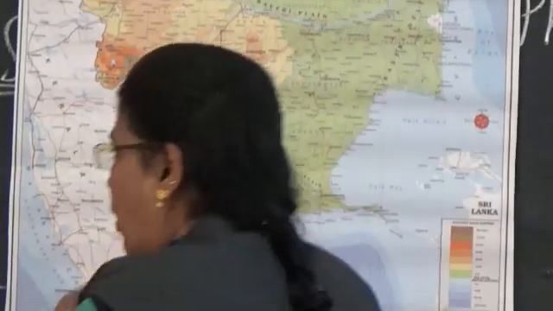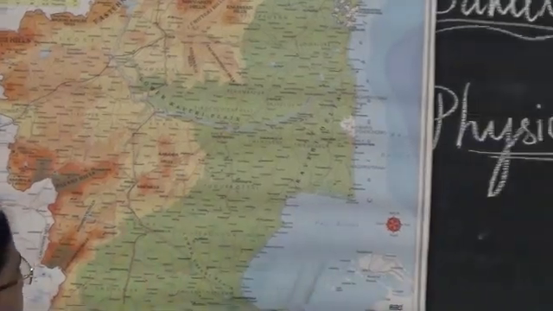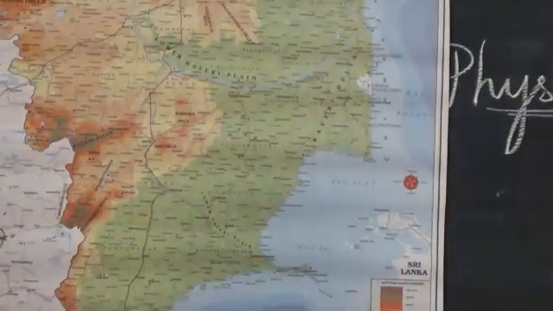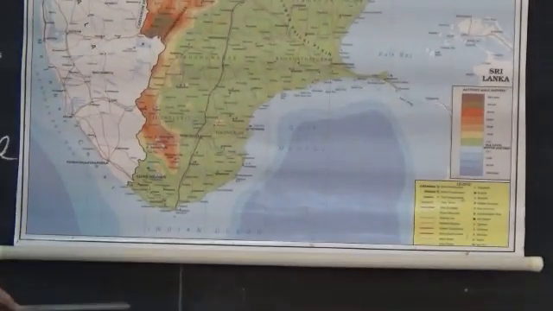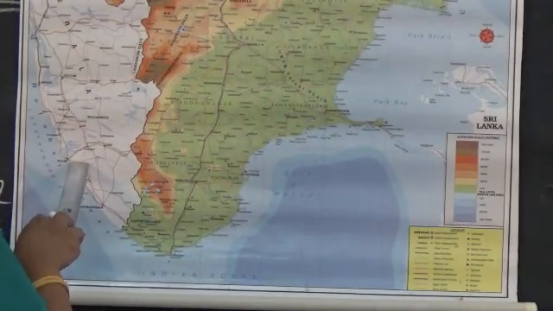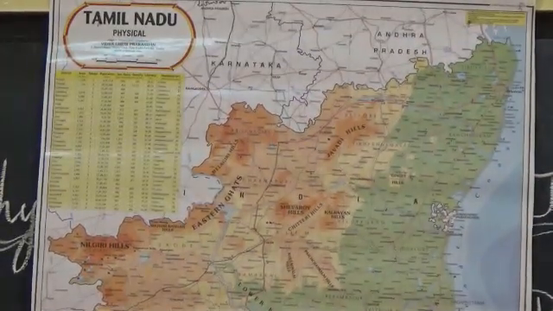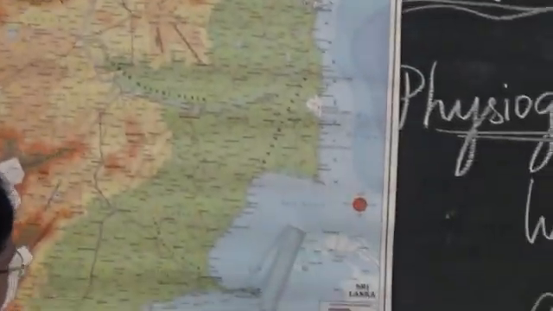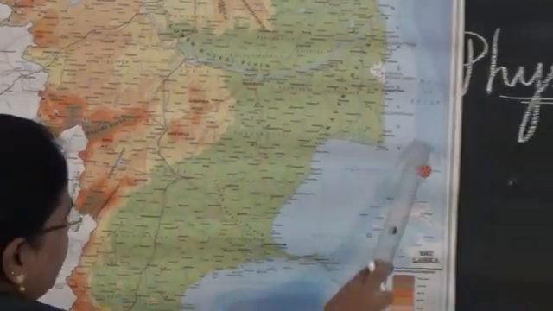Now, the boundaries of Tamil Nadu: it is bounded by the Bay of Bengal in the east, and we have the Indian Ocean in the south, and the island of Sri Lanka also in the south, and it is bounded by the state of Kerala in the west, and in the northwest we have Karnataka and Andhra. So these are the boundaries, and we have the Palk Strait that separates the state of Tamil Nadu from Sri Lanka.